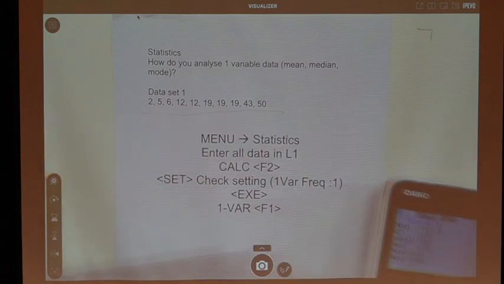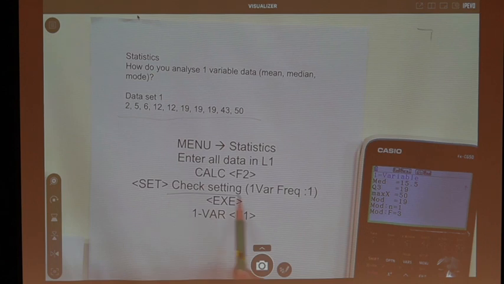Alright, and here are the instructions. Remember to check the setting.